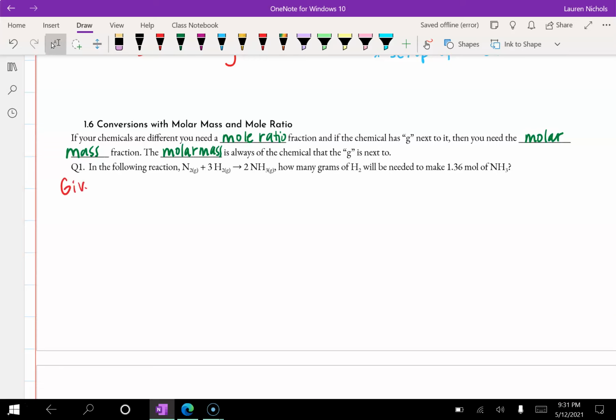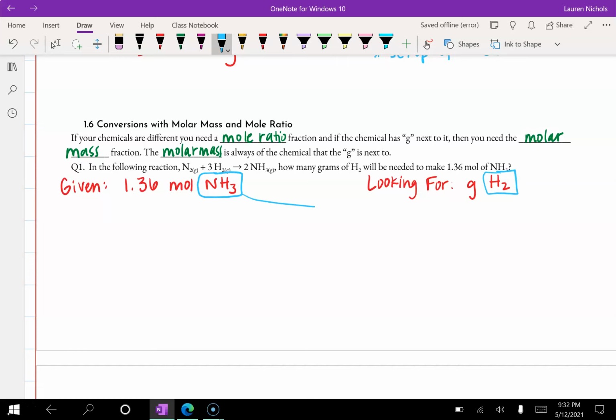And so when we label what we're given and what we're looking for, what we will see is that we are given 1.36 moles of NH3 or ammonia, and we're looking for grams of hydrogen. Now, we see right away that my chemicals in each are different. And so because they're different, that is what tells us that we need to use a mole ratio in our T-chart for those two chemicals.